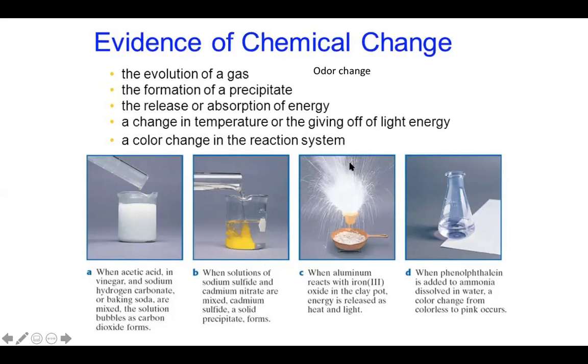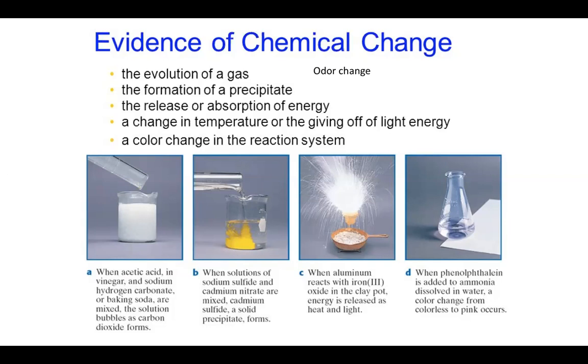Right. Next is absorption or release of energy. So in this case, you can see here, it's like spark, fire, right? That will be a big clue of chemical change taking place. Some of them are not that obvious. Some of them are much more subtle, you don't really know unless you're paying attention.